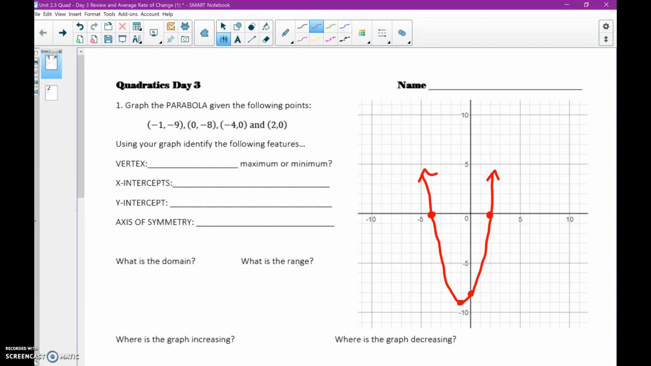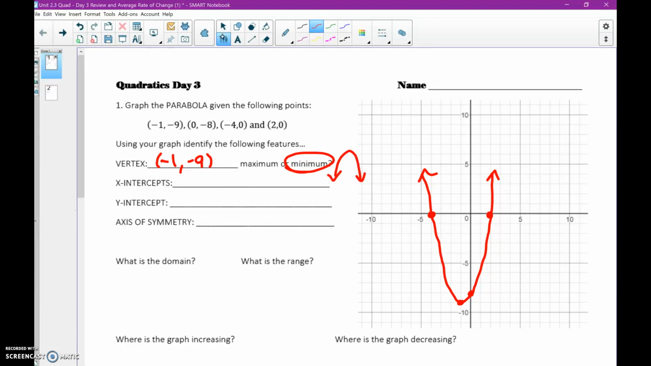Now, a vertex is the bottom or the top of the U shape, depending on if it's a maximum or a minimum. Now this one, you can see the bottom point is right there. That's the vertex of our parabola, and it's at -1, -9, so I'm going to write that in. And because it's the lowest point, that makes it the minimum. Maximum would be the highest point if it looked something like that instead.